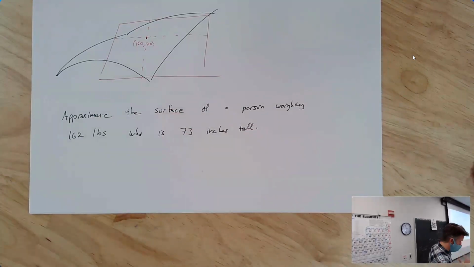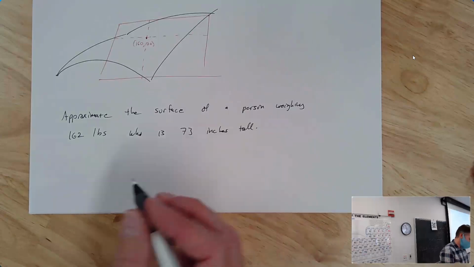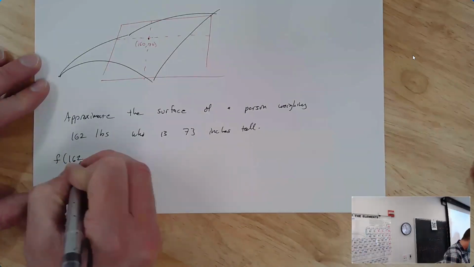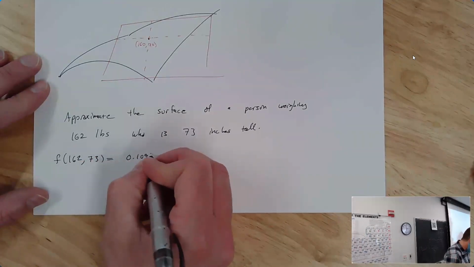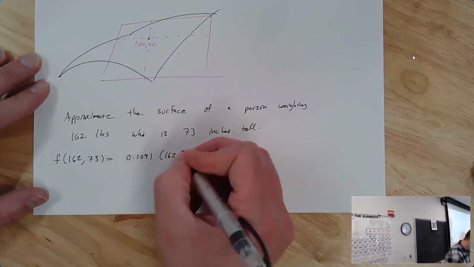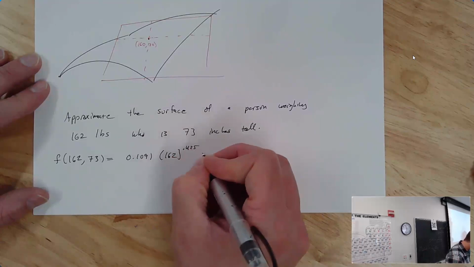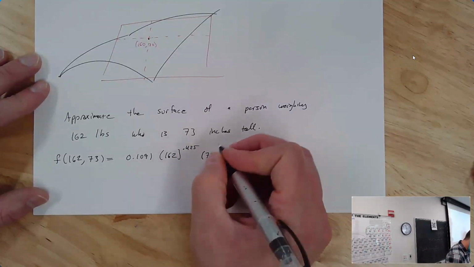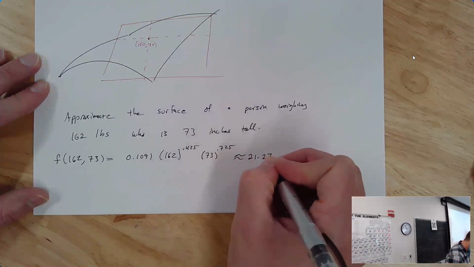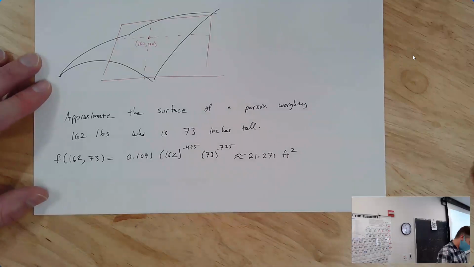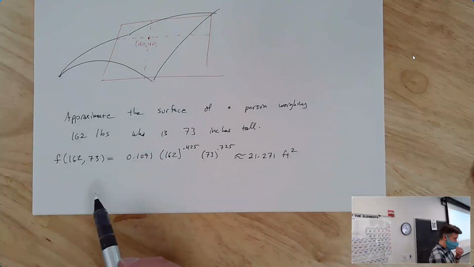Now, I will fully admit it's just as hard to do the linear approximation here as it is to actually plug these into the original function. In fact, it's probably even harder. And plugging into the original function is pretty easy. The original function, f of 162, 73, is just our coefficient 0.1091 times 162 to the 0.425 times 73 to the 0.725. And that's approximately 21.271 square feet. This is the actual value. This is not the approximation.